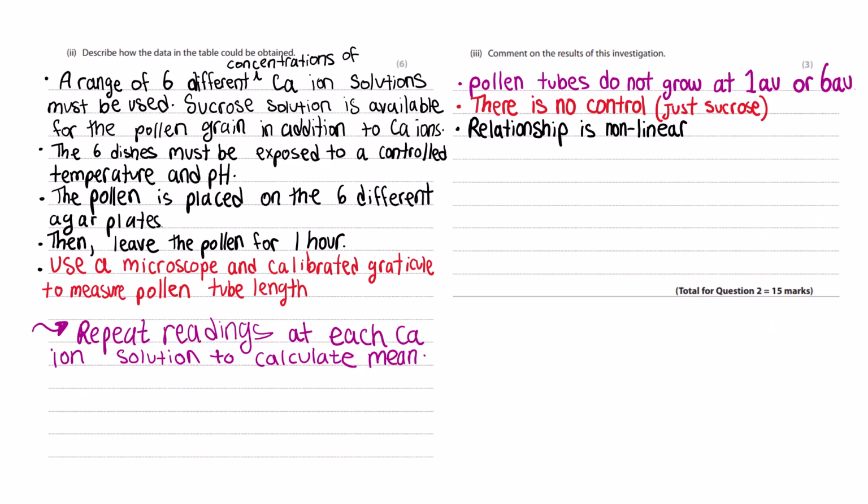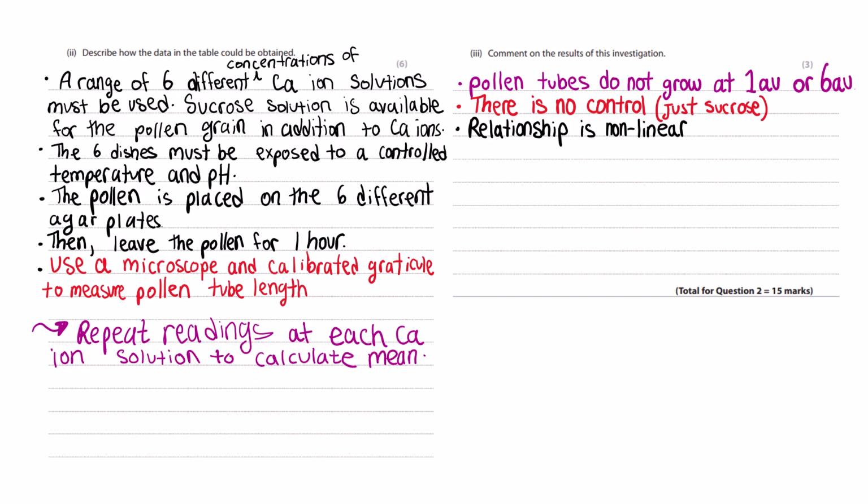Okay, describe how the data in the table could be obtained. Okay, so over here we're measuring how pollen tube grows in different calcium. Now calcium is required as one of the mineral ions needed for plant growth, and therefore it's also needed for pollen grains. So we're always going to need a range of concentrations when we're talking about any substance like calcium. So we're going to need a range of 6 different concentrations of calcium ion solution that must be used.